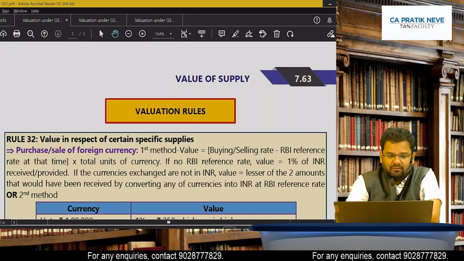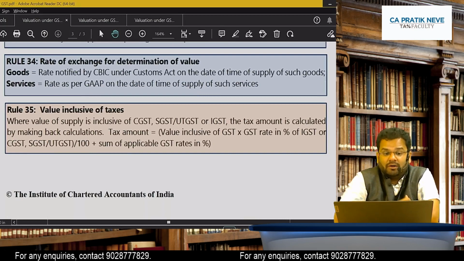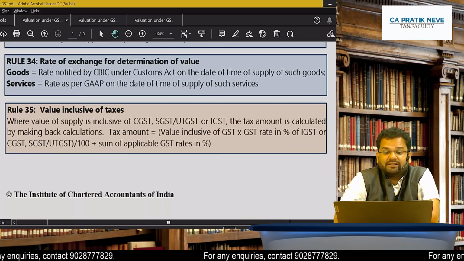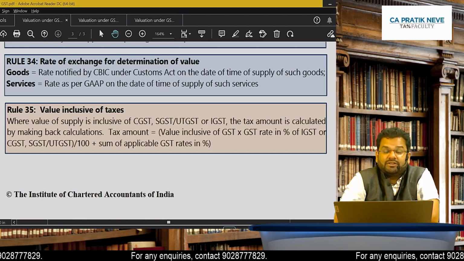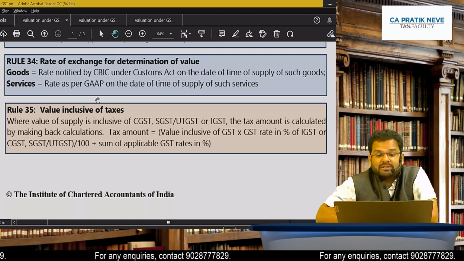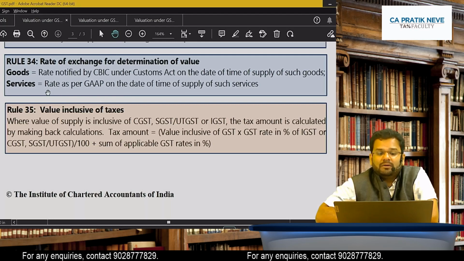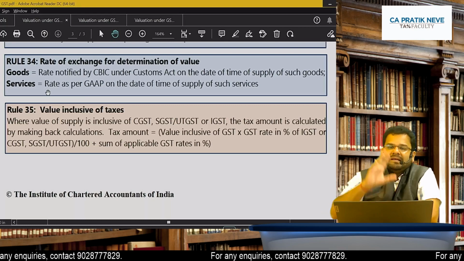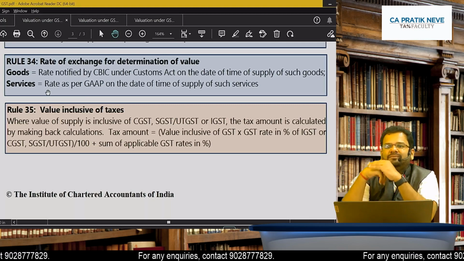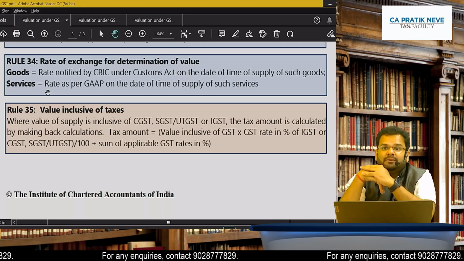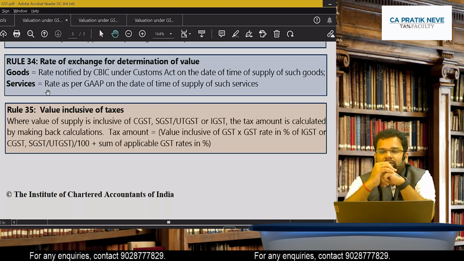34 you check. What is 34? Rate of exchange. Foreign currency is involved. Rate of exchange for determination of value. So how to take that rate of exchange? For goods, it is according to Customs Act. For services, it is as per generally accepted accounting principles. See, for example, you know imports are taxable. All of you know. Imports are taxable. Very good. Why imports are taxable? Because its place of supply is in India.